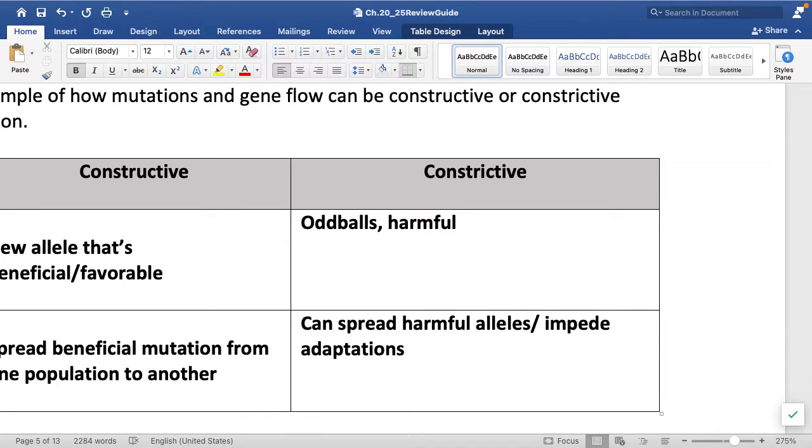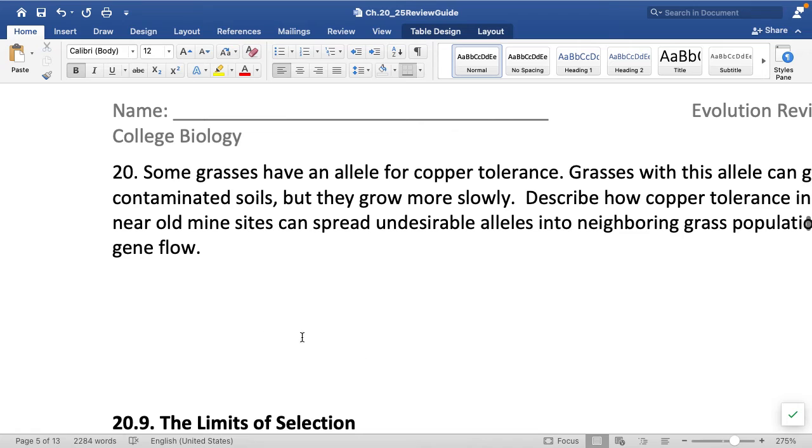Some grasses have an allele for copper tolerance. Grasses with this allele can grow in contaminated soils, but they grow more slowly. Describe how copper tolerance in grass on and near old mine sites can spread undesirable alleles into neighboring grass populations through gene flow. Because they won't need the copper tolerance. The data showed they had the copper tolerance, and when you placed them in good soil, they didn't grow very well, because they were expecting toxicity.